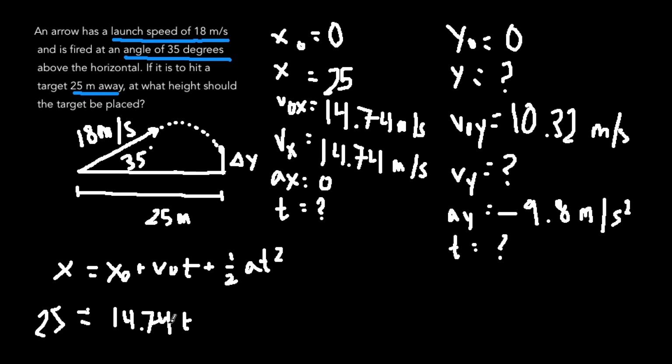Okay. And now we're left with an equation with just one unknown, just t. So we can divide both sides by 14.74 and get that t is equal to 1.696 seconds. Okay, that's great, because now we can use this time to replace the unknown in the x half, and in the y half. Ultimately, we want to find y final, because that's going to help us compute delta y.